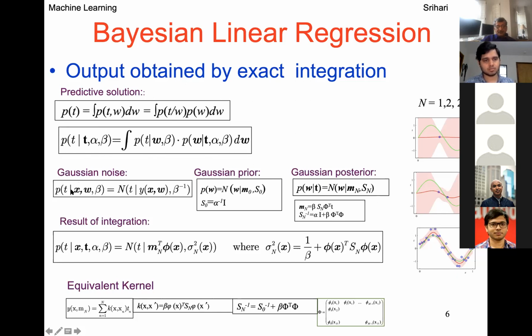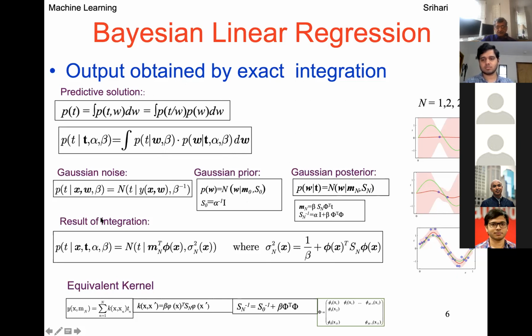And now we are plugging in the Gaussian noise model, P(t given x). This says the output of linear regression is t, conditioned upon the input x and the weights W, and it's a normal distribution. y(x, W) is the mean, and beta inverse is the variance of that normal distribution. And so we plug in this expression over here, and we plug in either the Gaussian prior or the Gaussian posterior into it. The Gaussian posterior is what makes sense to plug in here.